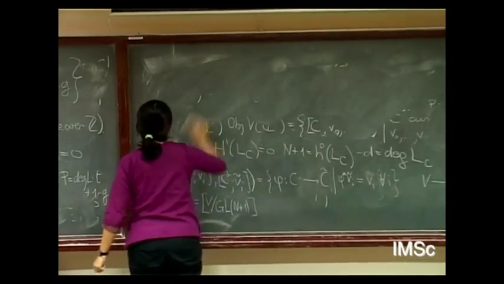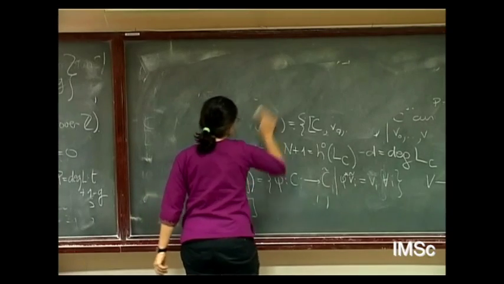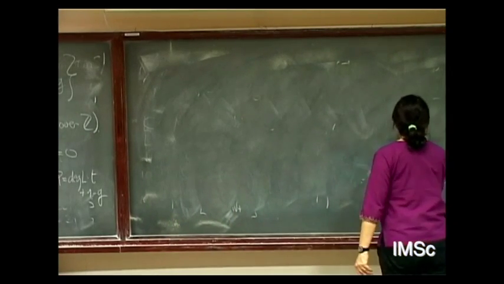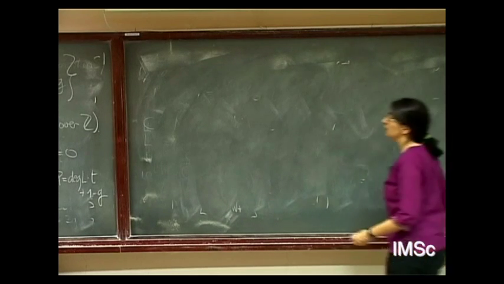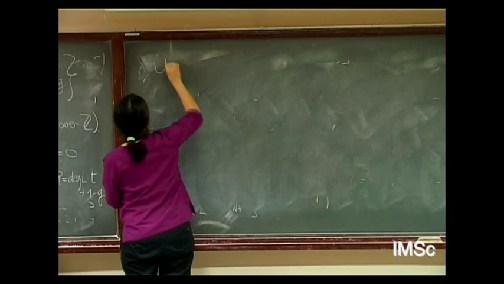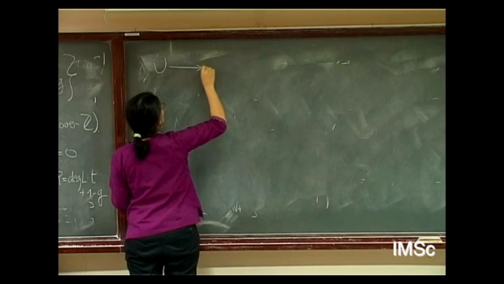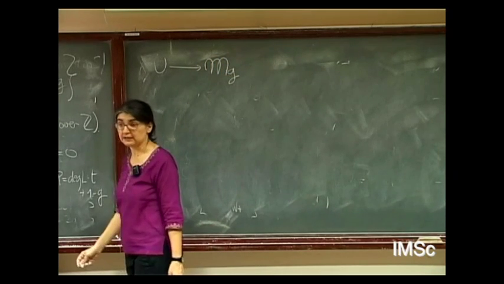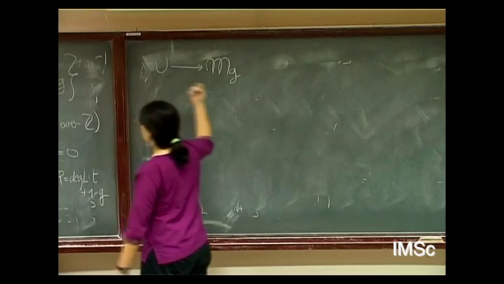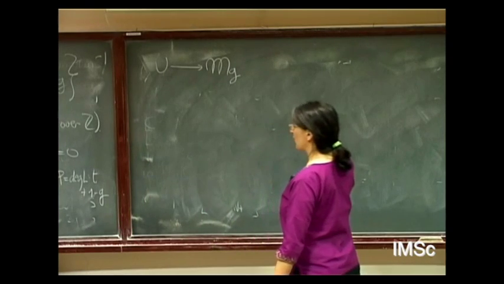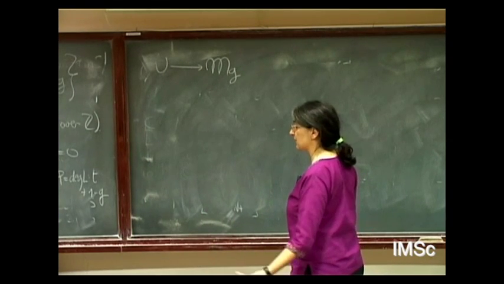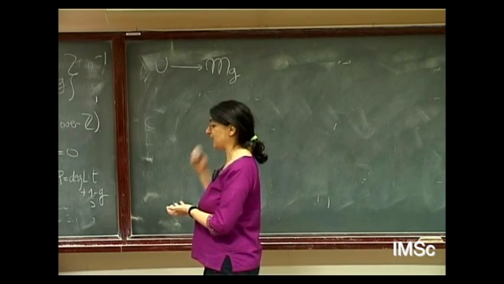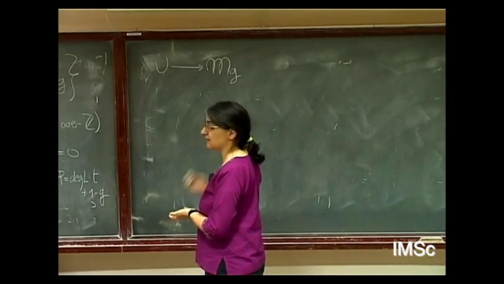So certainly the universal family gives me a morphism from U to Mg, which has this point in the image. So how do I prove that this is smooth? And the answer is, let me just explain to you why this is smooth.